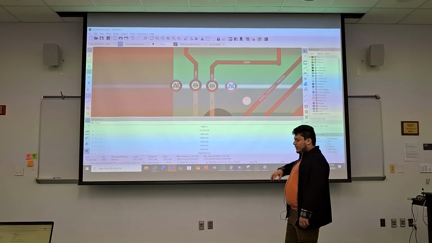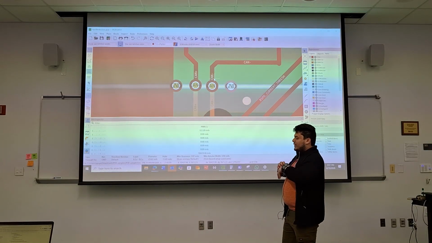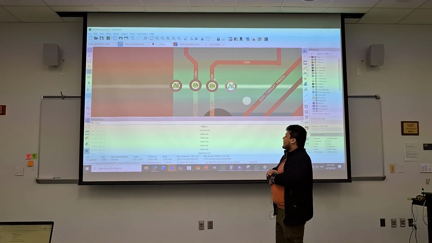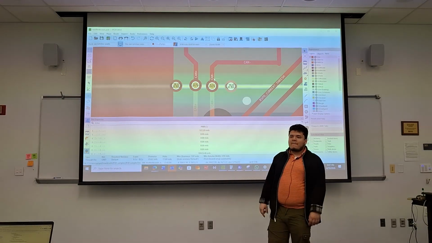When I had shown the differential pair with all the shielding vias, you could, but that's just overkill. It's overkill in that case. But over here, you do need them.